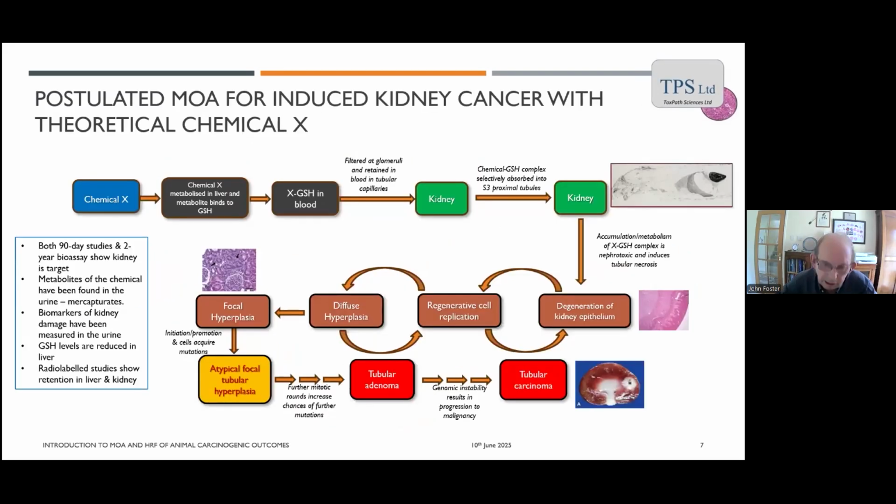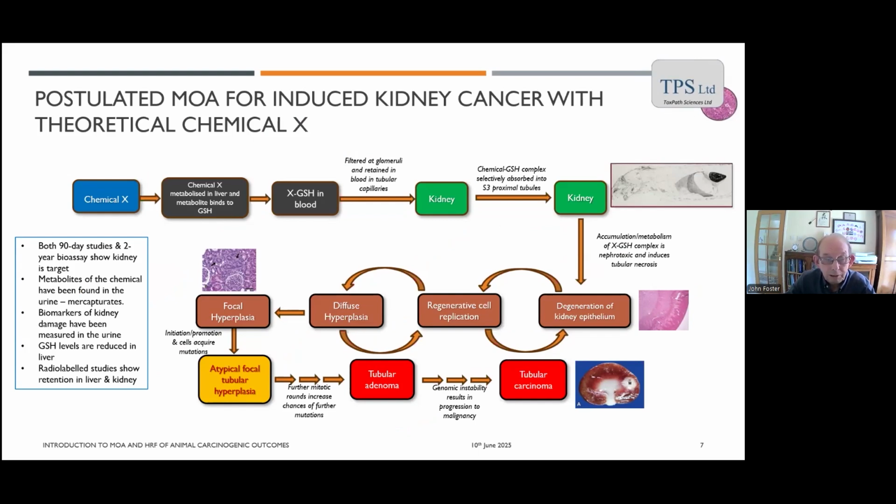This is a postulated mode of action. This isn't one of the case examples. This is a generic approach that you would have. So we get tubular carcinomas in the kidney. We have both 90-day studies and 2-year bioassays that show that the kidney is a target.